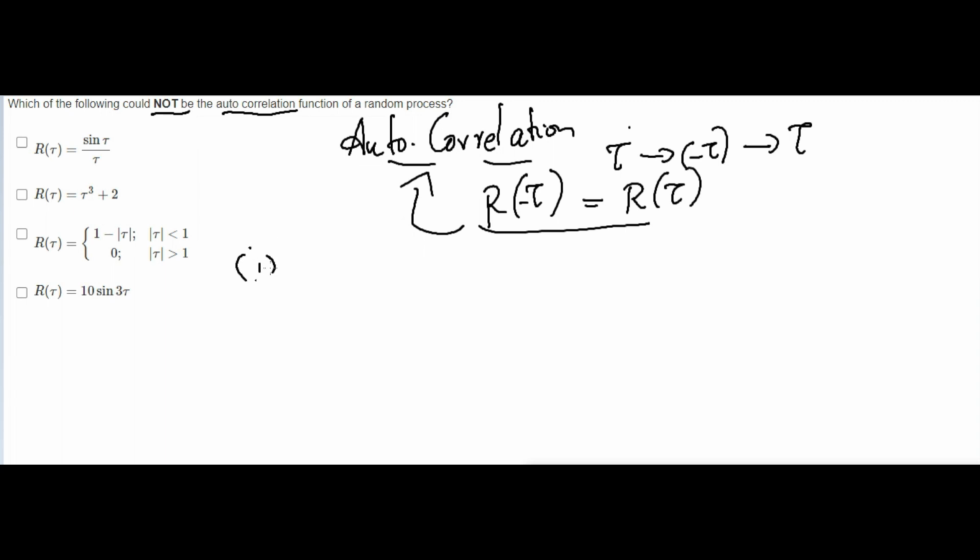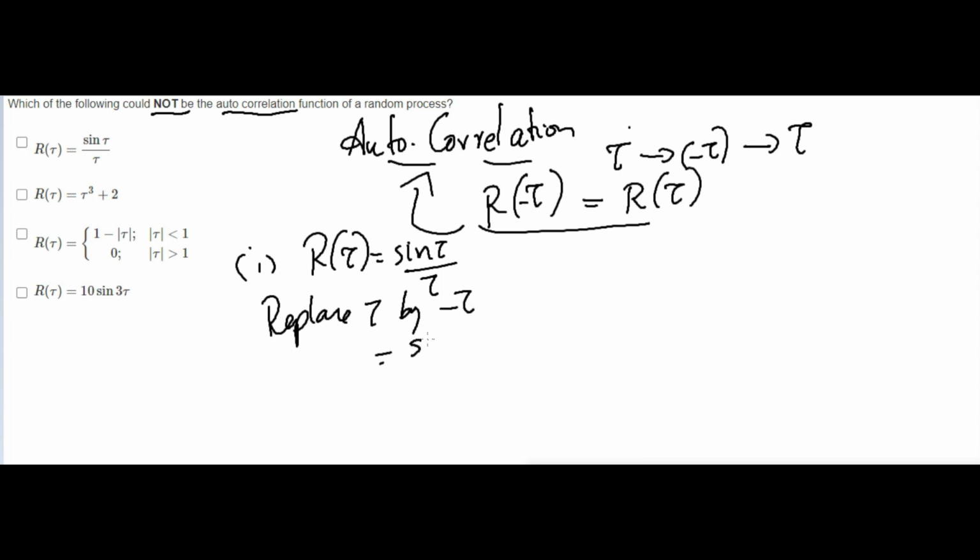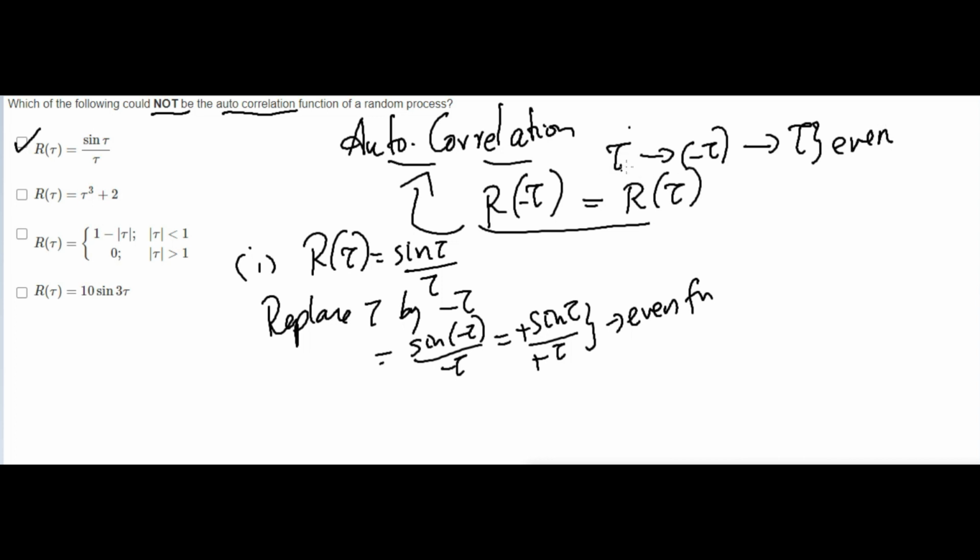So take the first option. R of tau is equal to sine tau by tau. Replace tau by minus tau. Automatically you will get sine of minus tau divided by minus tau. You know, sine of minus anything is minus sine, so minus sine tau divided by minus tau. The minus cancels, so this is an even function. So you can say this is an autocorrelation, because autocorrelation always represents an even function. If you replace a term by minus and once again the same term comes, it is even. Suppose you replace tau by minus tau and you get minus tau, it is called an odd function.